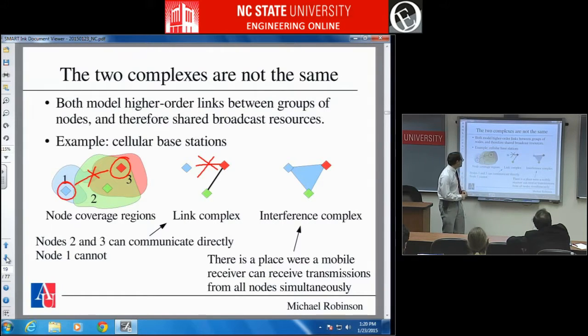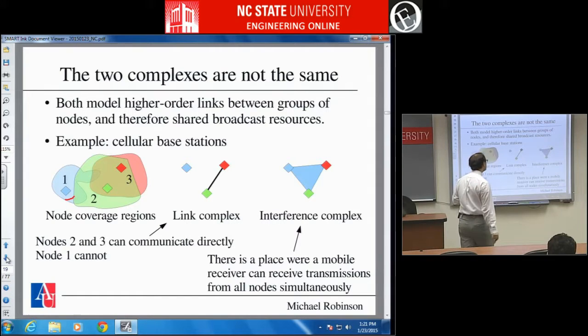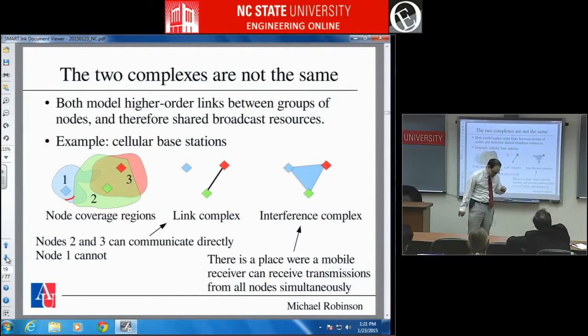On the other hand, there is a point in which all three of their coverage regions intersect. It happens to be right there. So if I were to place a mobile receiver there, it would get interference from either of the other two. So the interference complex is quite a bit larger. Indeed, this is coming right from the Čech theory, that usually the link complex is a subcomplex of the interference complex for the same choice of thresholds. So it is kind of handy that we have these two models that we can play around with.